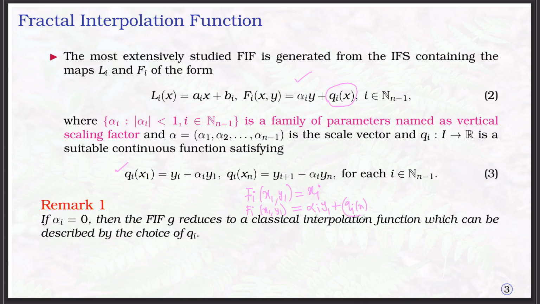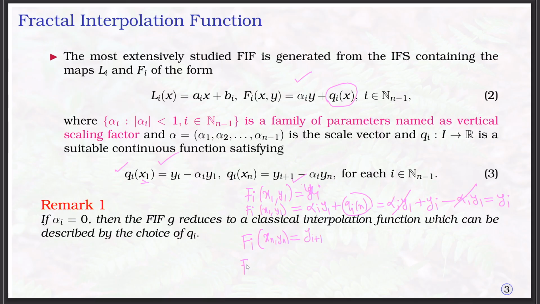If you choose q_i like this at the beginning point, that means alpha_i y_1 plus y_i minus alpha_i y_1, so this term cancels and one gets y_i. So for a suitable choice of q_i, this will join the end points in this y direction. Sorry, this one is not x_i, it must be y_i. And similarly, if you take F_i of x_N and y_N, then this must go to y_{i+1}.